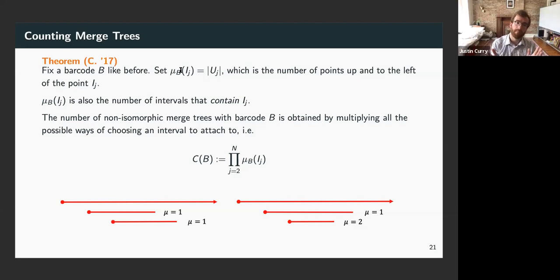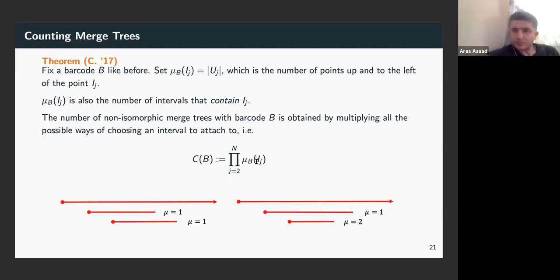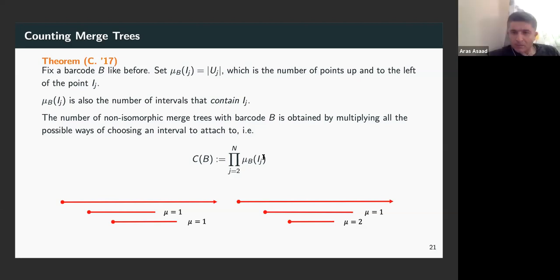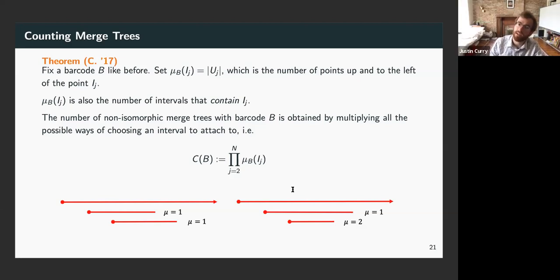And if I multiply these numbers across all of the points in the persistence diagram, and it doesn't really matter in what order you do it, but I like to imagine it's kind of sweeping my persistence diagram from top to bottom, you get this sort of determinant-like formula, and that counts the number of merge trees which have the same barcode. And you'll notice that it doesn't matter necessarily how many intervals there are, but rather what's the arrangement.